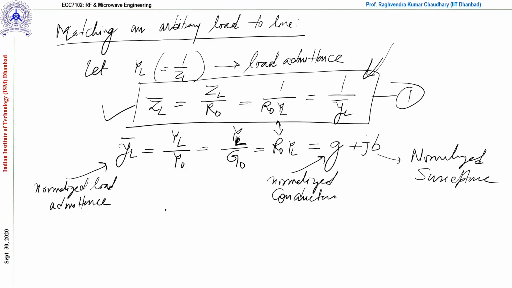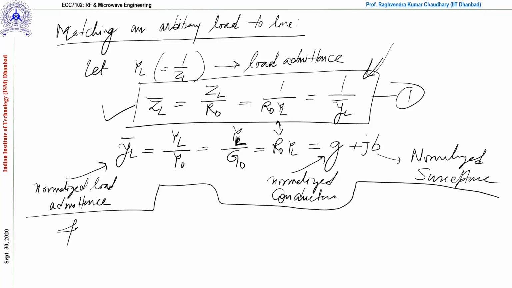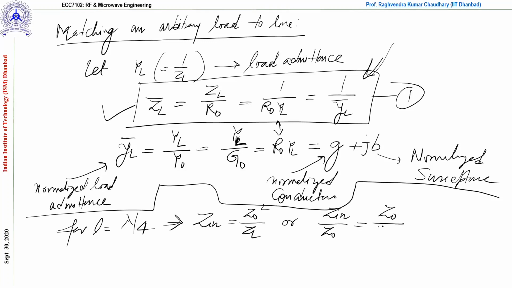For L equal to lambda by 4 line, I'm talking about L equal to lambda by 4, we already have Z in equal to Z naught square over ZL. Remember this? Or we can also write Z in over Z naught is equal to Z naught over ZL.